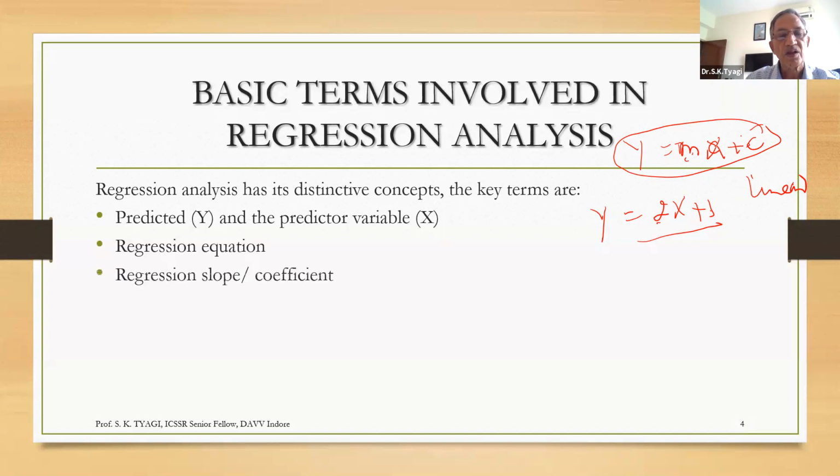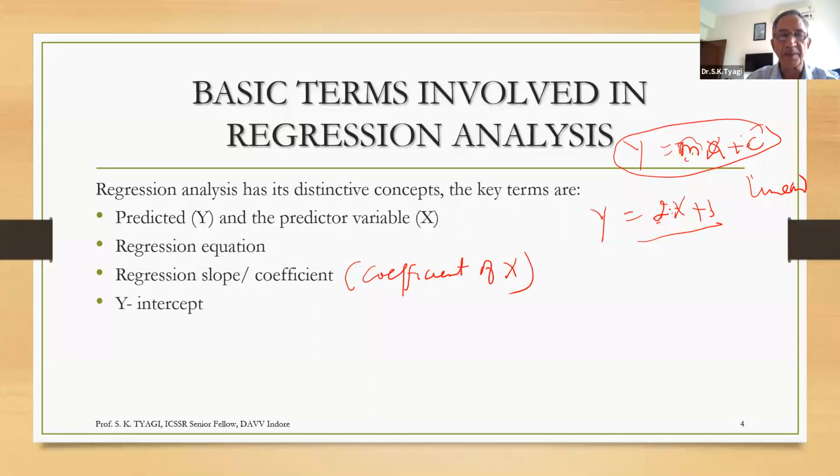regression equation. Then regression slope. Now this 2 is the regression slope. This m, the coefficient of x, is the regression slope. Regression slope or coefficient, it is the coefficient of the predictor, the coefficient of x. Now the coefficient of x here is 2.